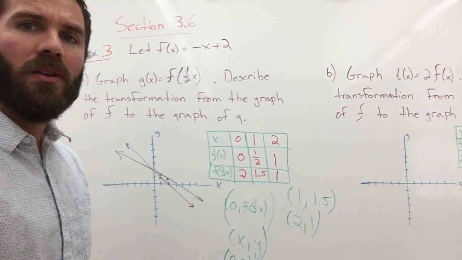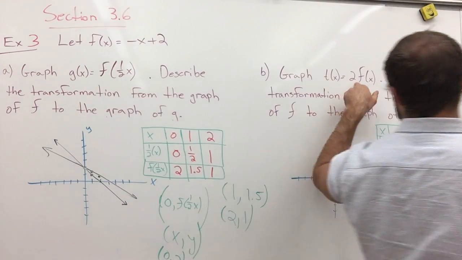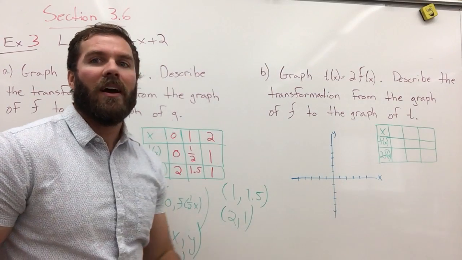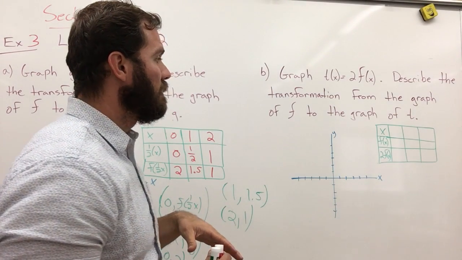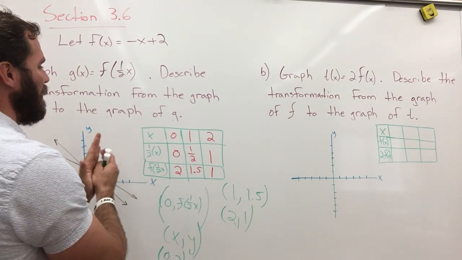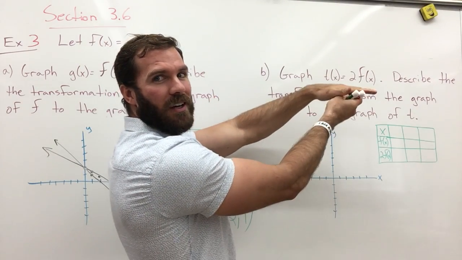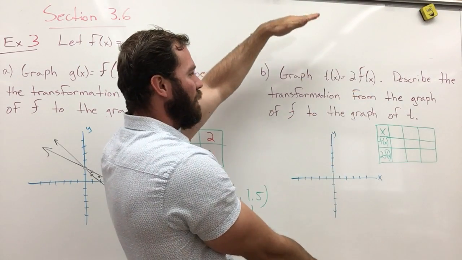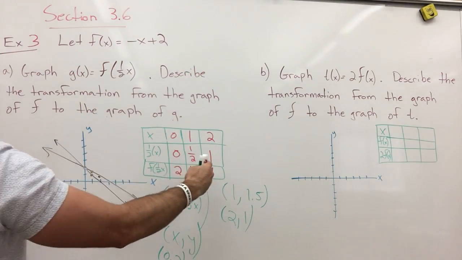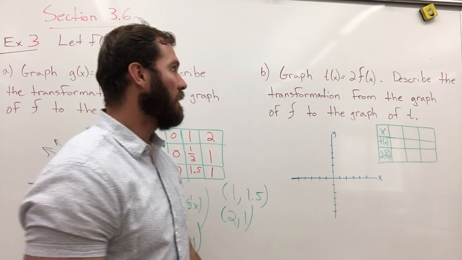The next one, when you have numbers on the outside of the parentheses, like this 2f of x, we're affecting the graph vertically, okay? I'm sorry, horizontal is this way. This is vertical. Vertical stretch, vertical shrink. This was horizontal stretch, horizontal shrink. Okay, and it's a 2, so we're going to stretch this vertically.